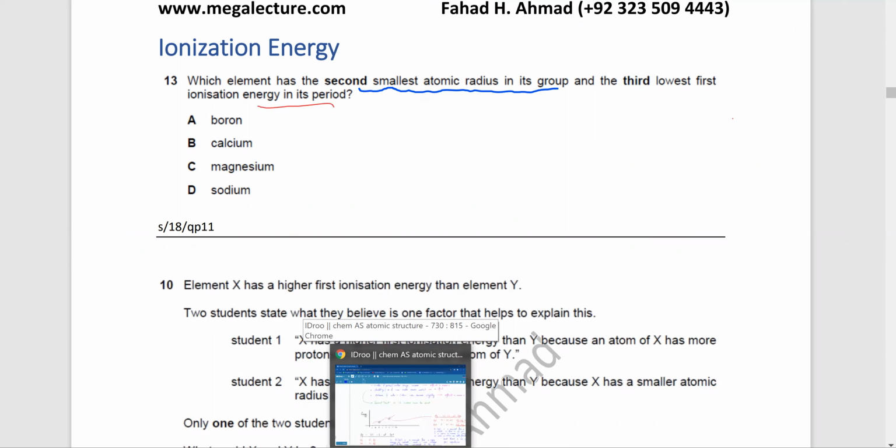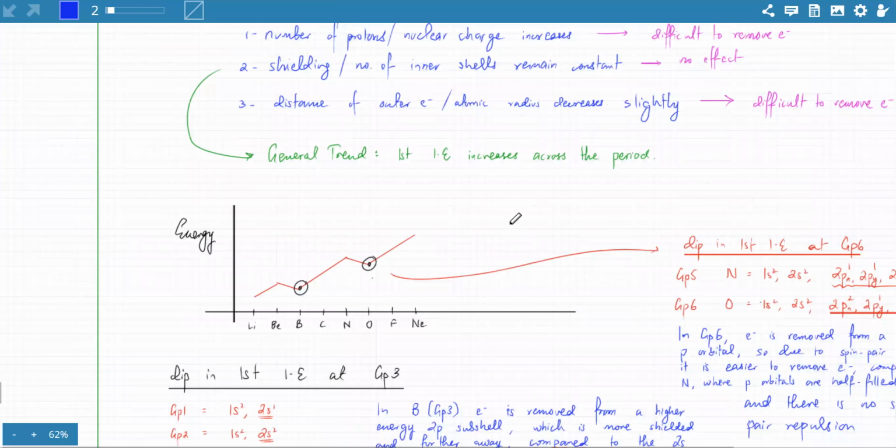So I'm going to open our notes. Okay, this is across the period. Which element has the third lowest? The lowest one is group one. The second lowest is this one over here, that's group three. And the third lowest is going to be group two. Then the fourth lowest would be this one, carbon. Then the fifth lowest would be this, then the sixth lowest.